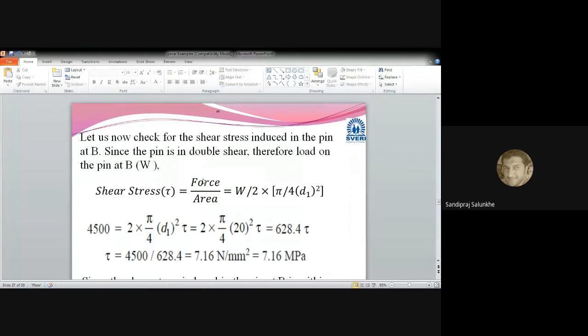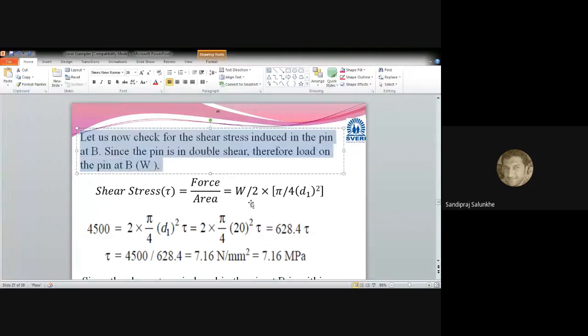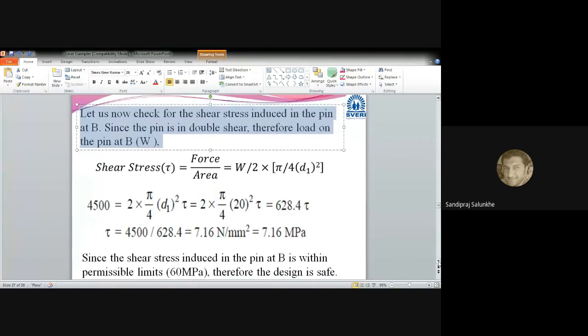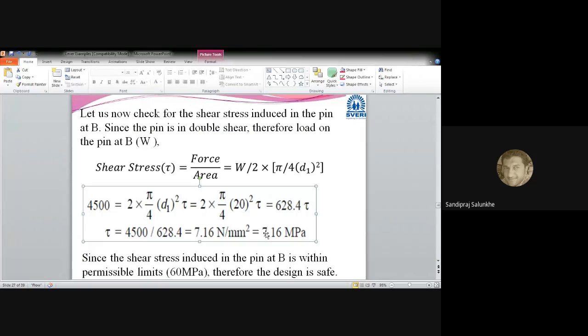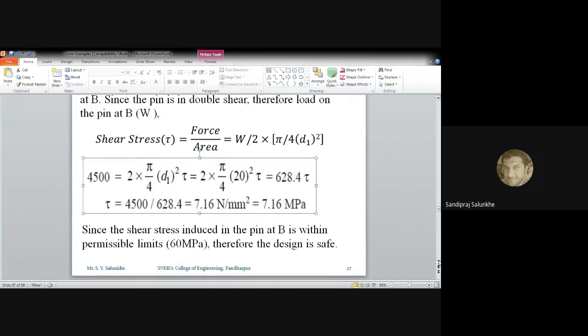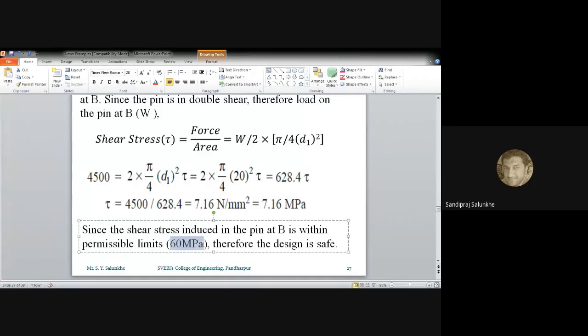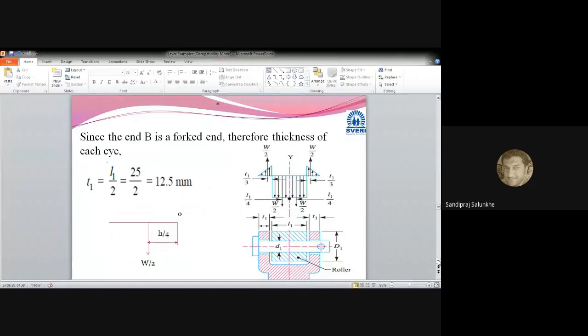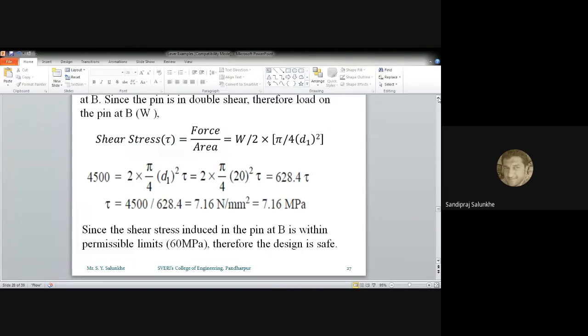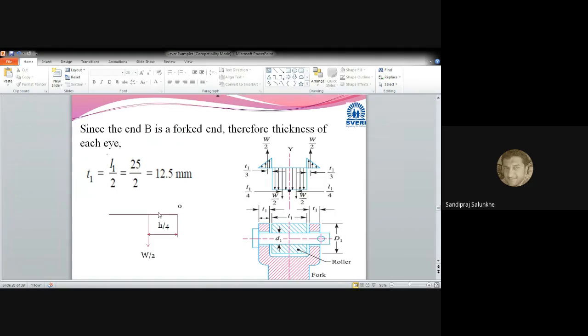After that, the bush, which we will see later on. But by considering the double shearing of that pin, we have calculated the stress which will get induced, that is shear stress, and that is 7.16 megapascal, which is very less than this 60 megapascal, which is the allowable shear stress. So we have taken the same dimensions for the pin, which we have calculated as 20 millimeter diameter and 25 millimeter length. And we were at this point where we have to check the bending stresses which are coming.